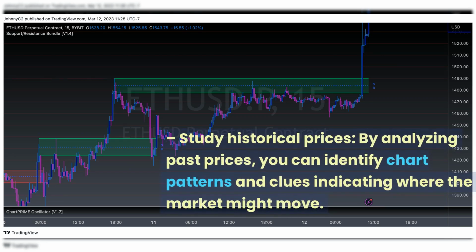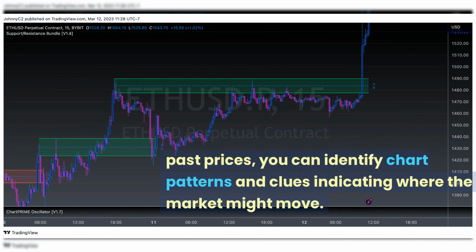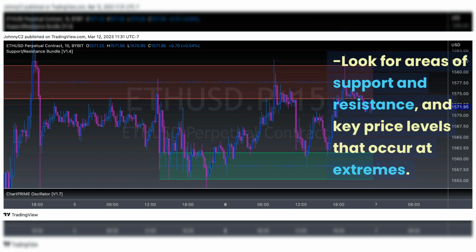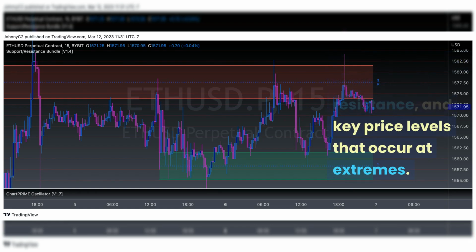First, start with studying the historical prices. By analyzing past prices, you can identify the chart patterns and any clues indicating where the market might move next. You can see here in the diagram that we've highlighted the different areas of support and resistance. Look for areas of support and resistance, especially key levels that occur at the extremes, as you can see again in the diagram in the background.